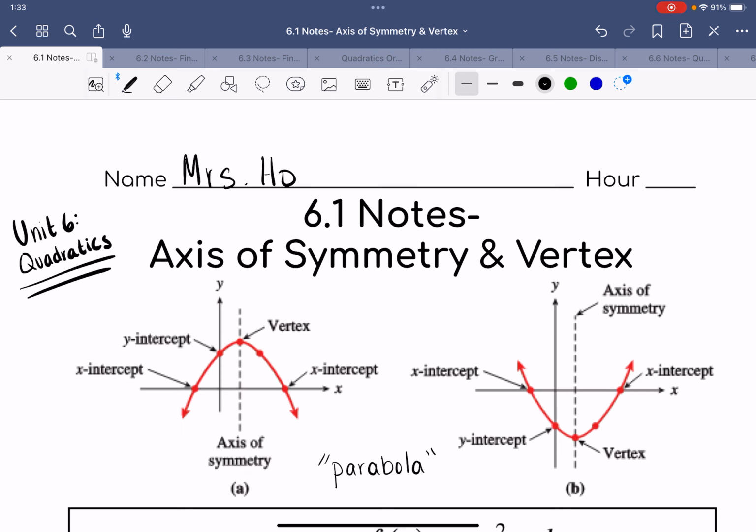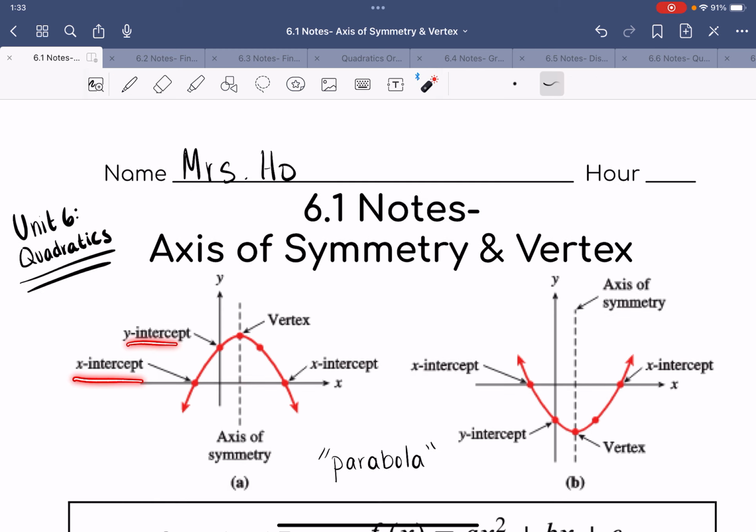By the end of the unit, by lesson 6.9, we are going to be able to graph an entire quadratic. But that's a lot of things all in one. We have all of this different stuff labeled here. We are going to start by doing it piece by piece. So for today, we are going to be finding the axis of symmetry and vertex. That's the name of today's notes.